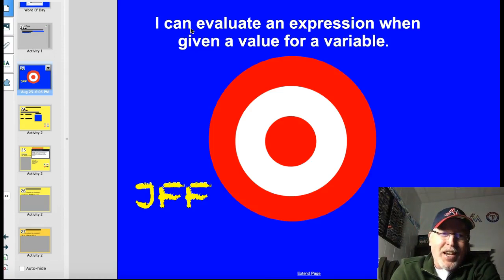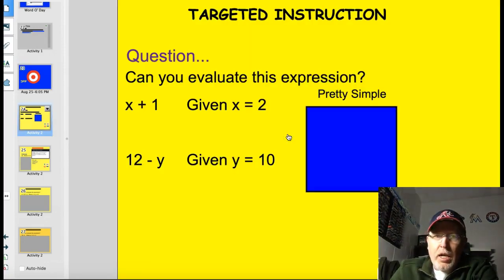Officially, our target is I can evaluate an expression when given a value for a variable. Let's do this thing. All right. Can you evaluate this expression? Well, remember, an expression is just a combination of symbols and numbers without an equal sign. But now we're going to give you an equal sign over here. I'm going to tell you what that variable means.